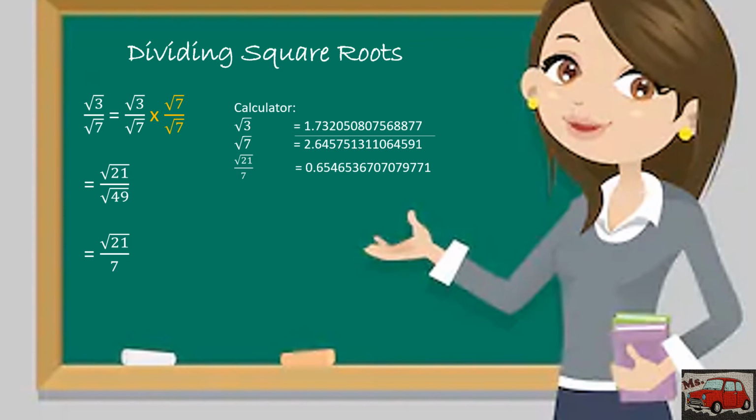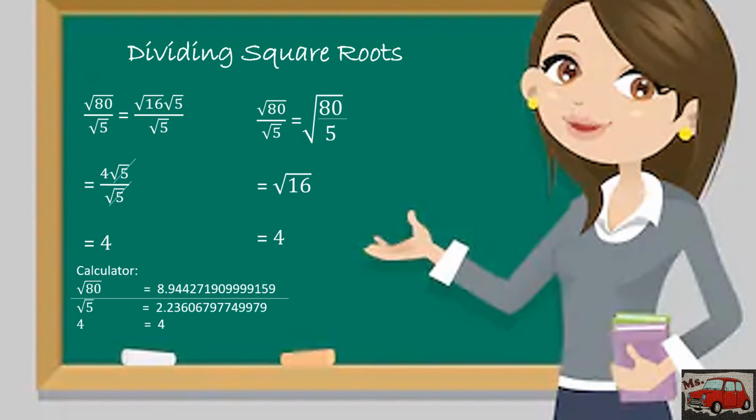Okay? To check that in the calculator, we'll have the same process. Just get the square root of 3 and the square root of 7, then divide that. And then also get the square root of 21, then divide it by 7. So you should have the same answer, 0.65 and something.